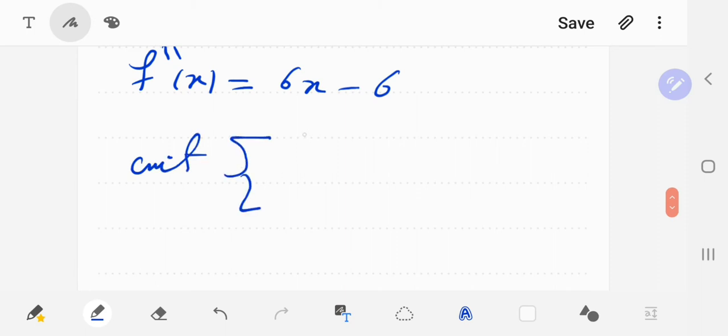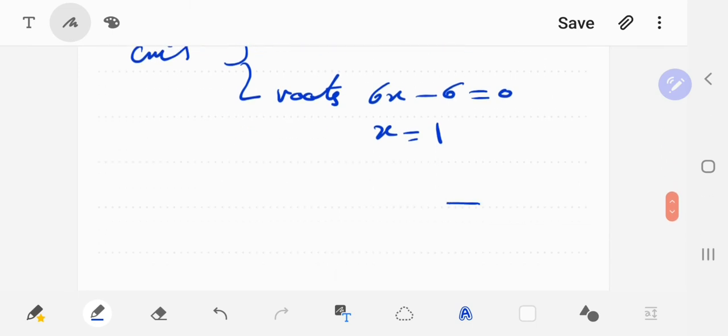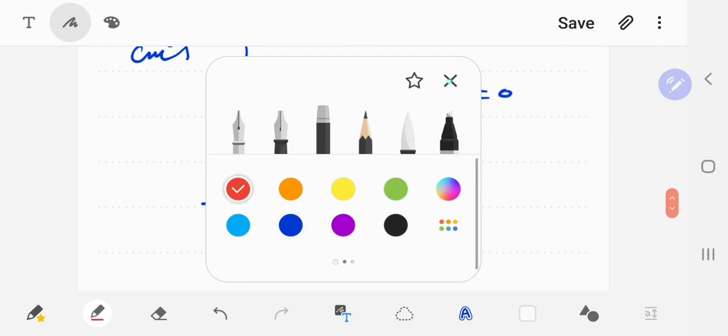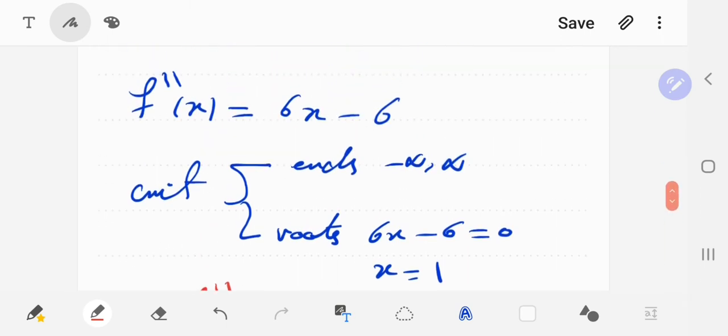So the endpoints, the roots, negative infinity and infinity. So 6x minus 6 equals 0, which means x will be equal to 6 over 6, that's 1. Again, on a number line, 1, and we are checking the sign of f double prime in this case. So choose a value less than 1, let's say 0.